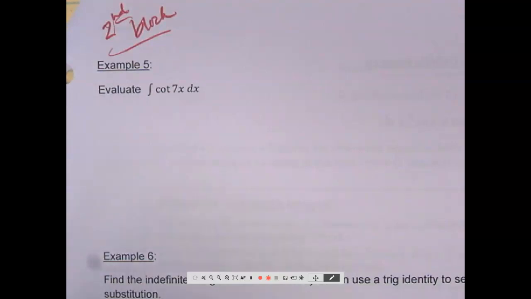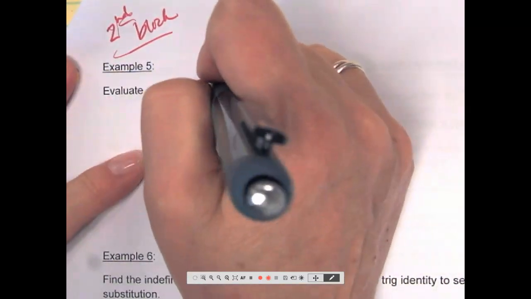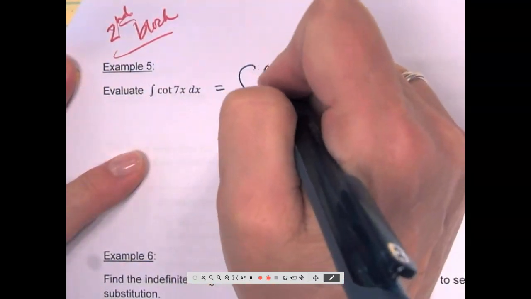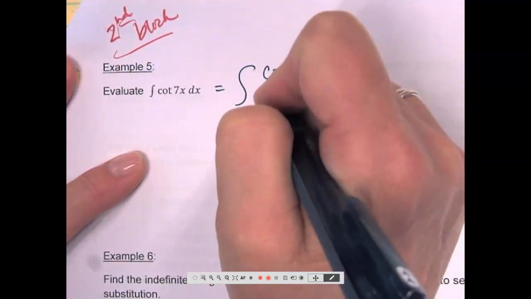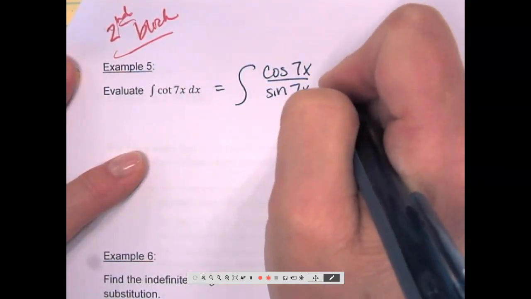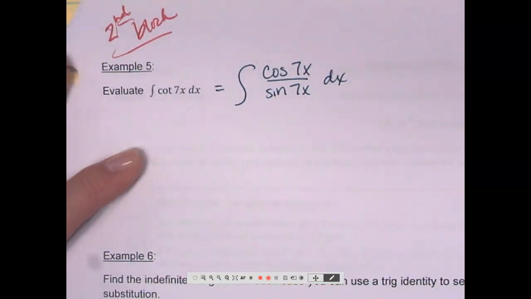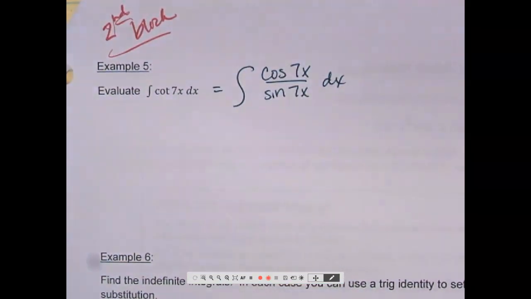Using some trig identities, how else could I write cotangent? Cosine over sine or 1 over tangent. We're going to go with the cosine over sine. Okay, so these are kind of derivatives of each other, aren't they? We might need a negative in there for one of them. So we have to decide, do we want to let u be sine 7x or cosine 7x? Or maybe just the 7x.